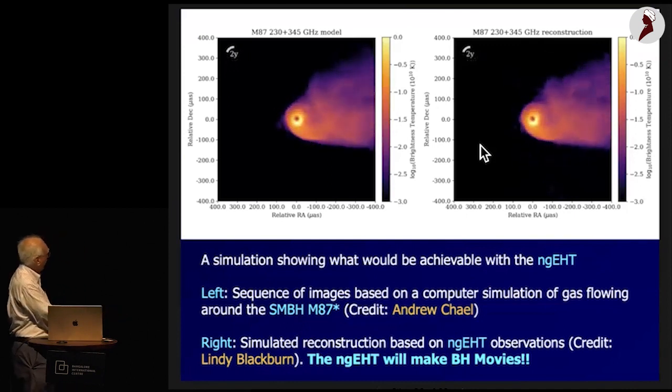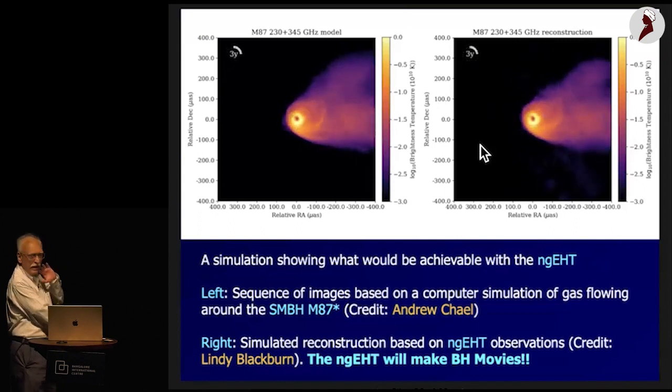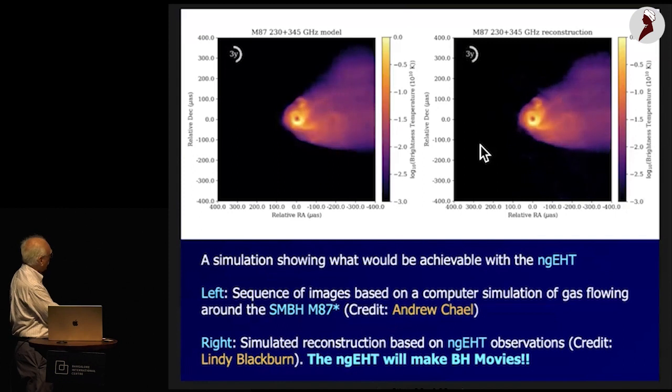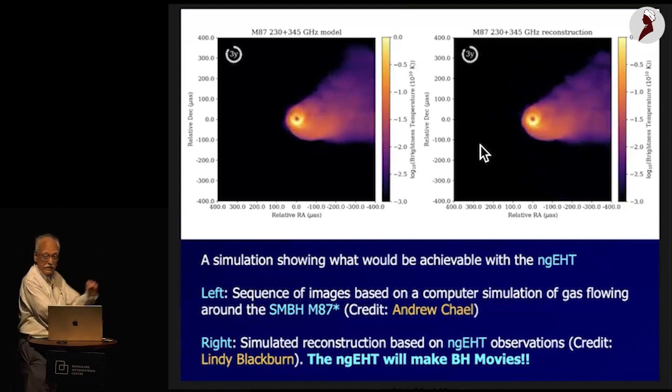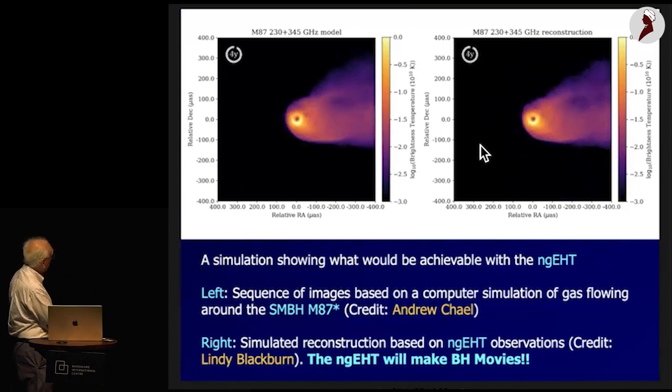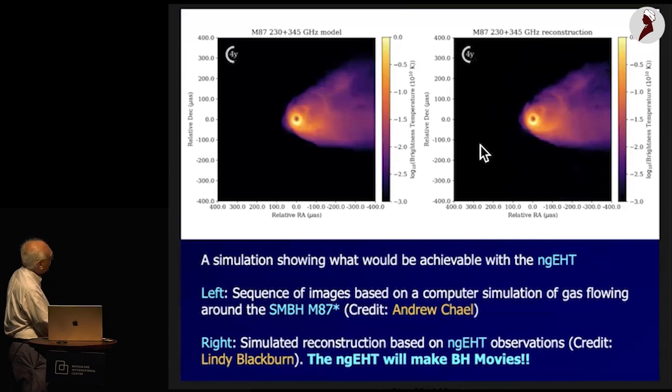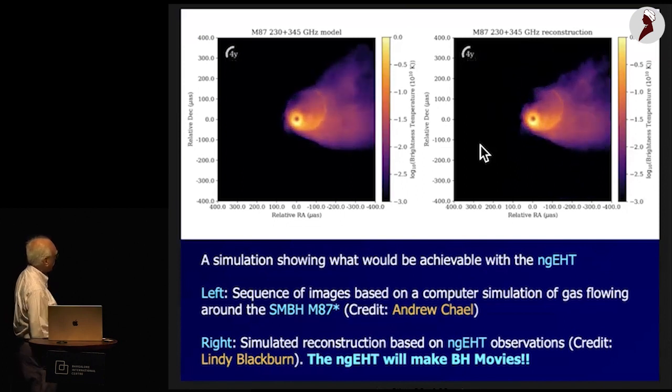This is the little ring, which we originally saw. What you see now is there's more dynamic range. You can see all this stuff outside. In fact, what's going on here is this is all the jet that's being ejected by M87. The black hole is sitting here. And watch all the details. They're all coming out beautifully in the reconstruction.